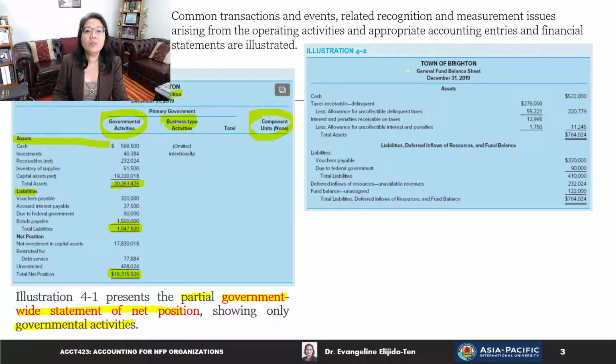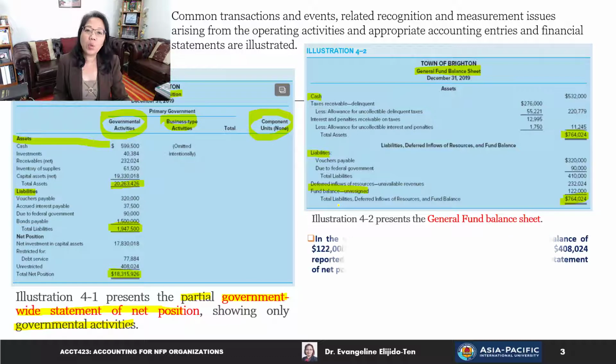In terms of the fund balance sheet, all right, you will notice that the format of the balance sheet is cash. It's a total cash of 764,024, and we've got here the liabilities as well as the fund balances. All right, 764,024 is the total of their liabilities and fund balances. So the format follows the traditional balance sheet format. Cash is equal to liabilities plus fund balance.